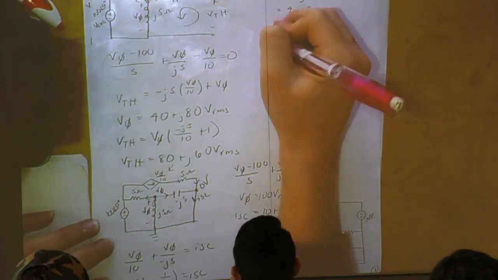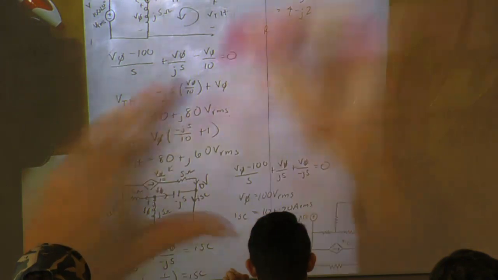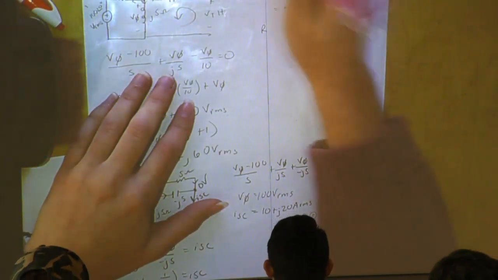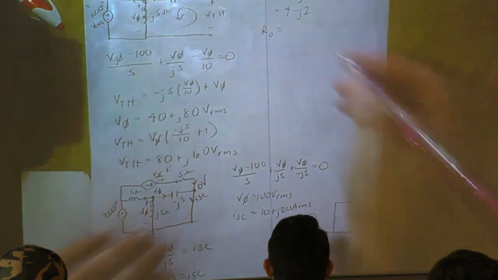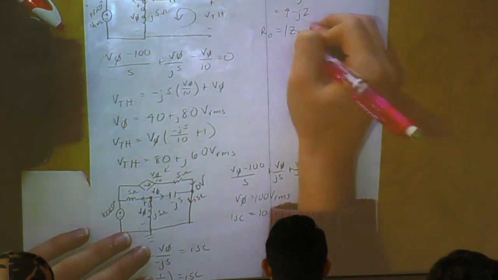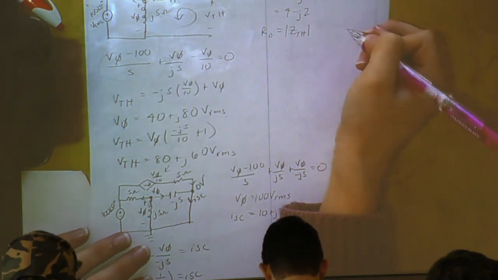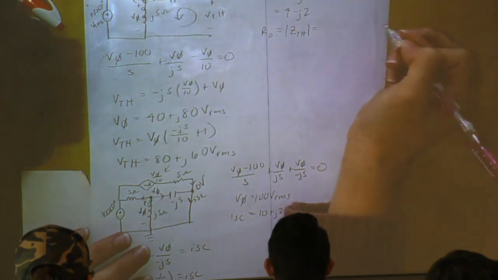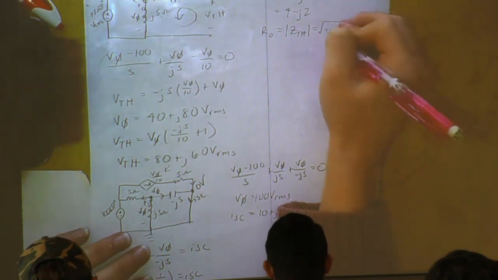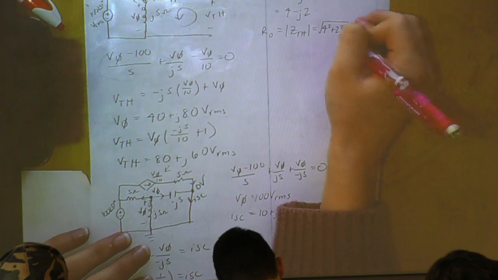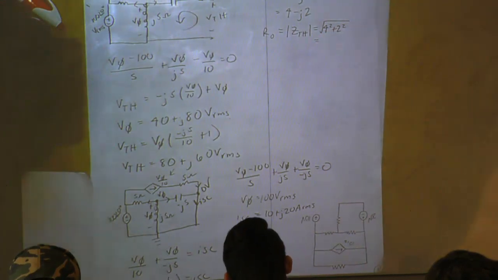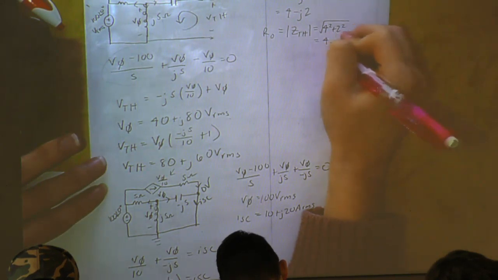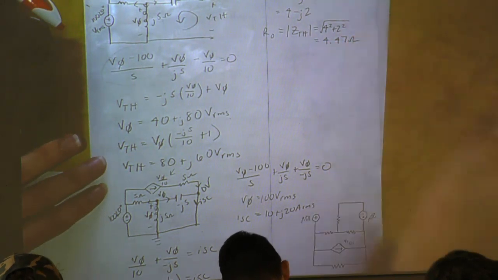And like I said, oh, this is Z_TH, my bad. Our R_O is the magnitude of Z_TH, which is 4 squared plus 2 squared. Comes out to 4.47 ohms.